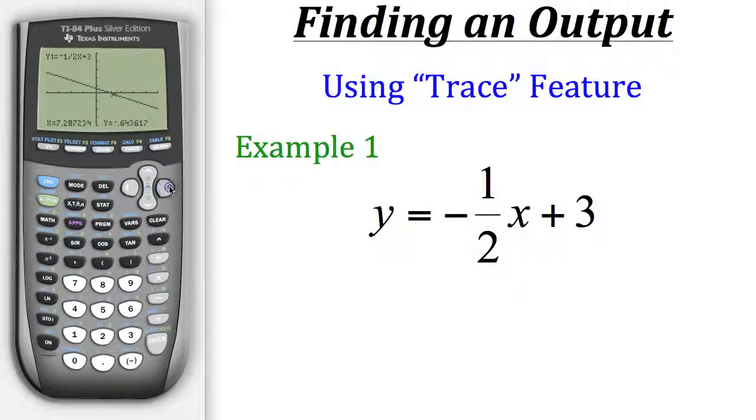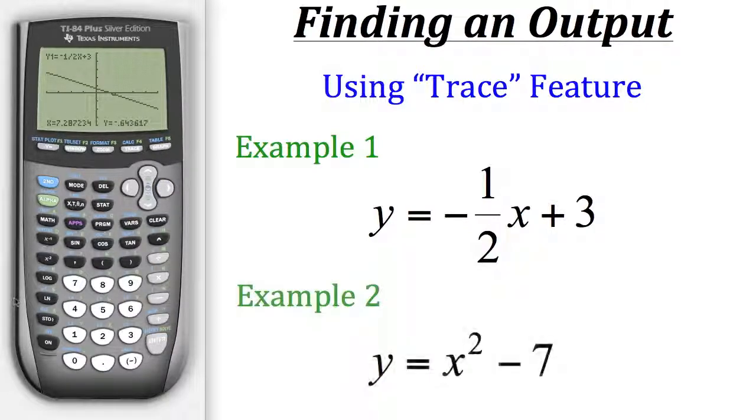Now let's throw another equation into the mix. Let's add y equals x squared minus 7 to our graph as well. We'll go back to y equals, and then in y2, we'll put in x squared minus 7, and then hit graph. Now we have two different equations on our coordinate plane.